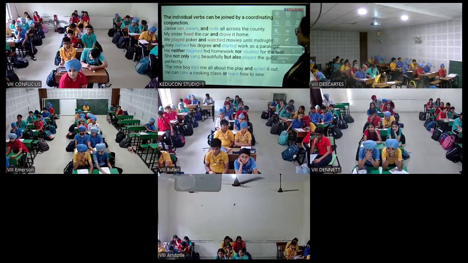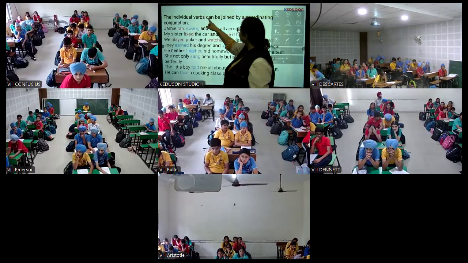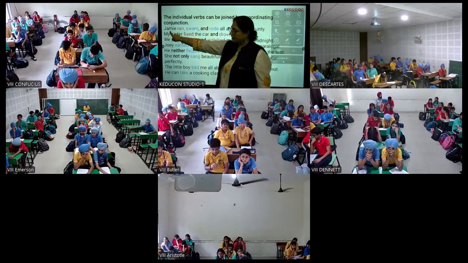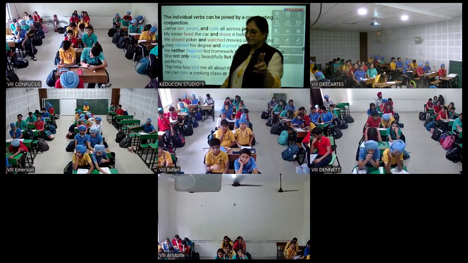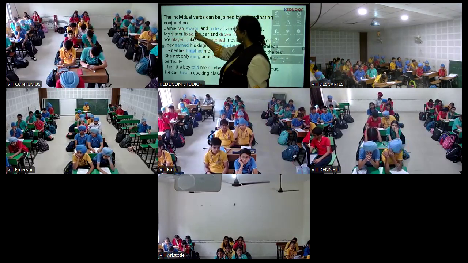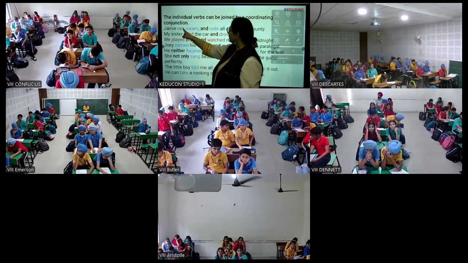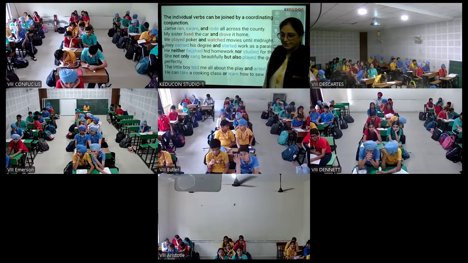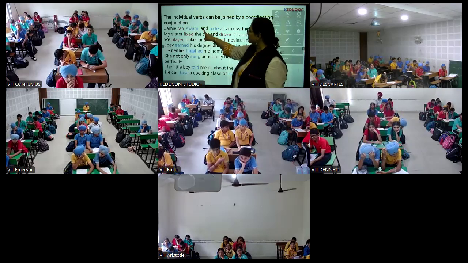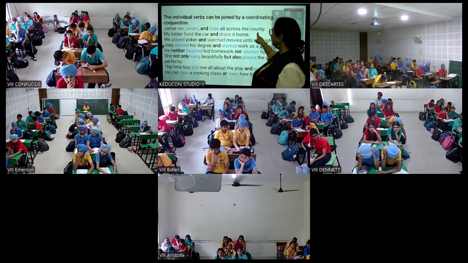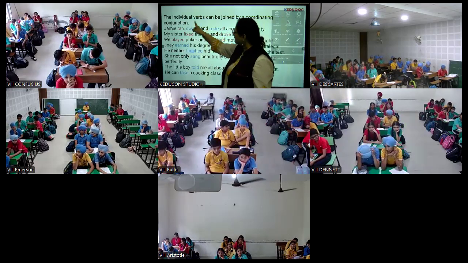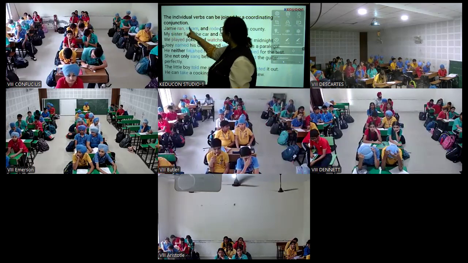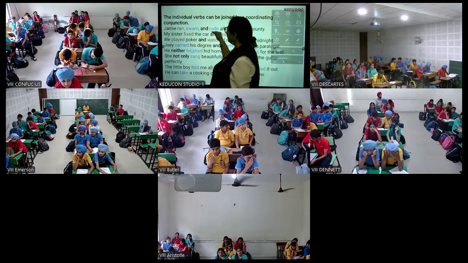Now let's go to this. Here, the individual verbs can be joined by a coordinating conjunction. Now see, this is the subject, Jamie. She did a lot of activities. Verb 1 ran, verb 2 swam, and verb 3 rode. The colored ones are verbs and the bold ones are conjunctions: all across the country. So what did Jamie do? She ran, swam, and rode. So this is your compound predicate.